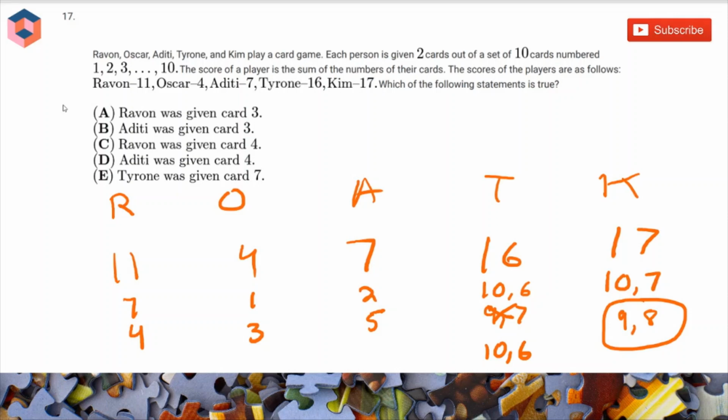Ravon was given card number 3, not true. Aditi was given card number 3, not true. Ravon was given card number 4, true. Aditi was given card number 4, no. Tyrone was given card number 7, no. So our answer is C.